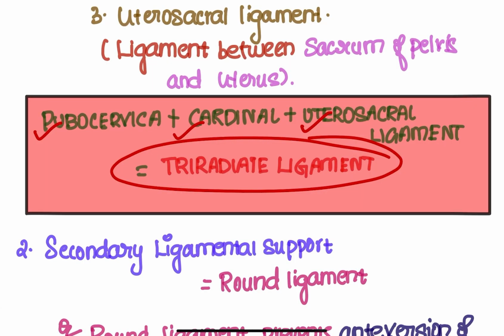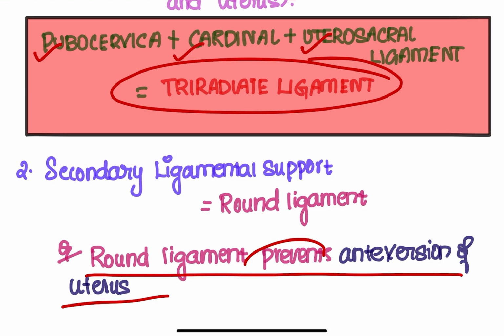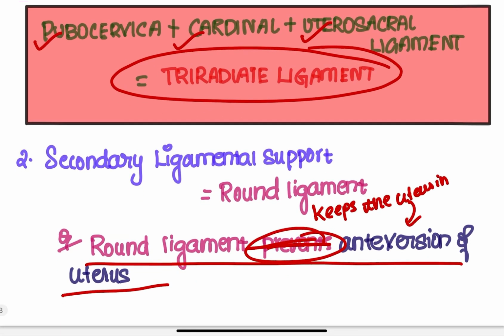Now what is the secondary ligamental support? The secondary ligamental support is the round ligament. Is that clear? Yes. And the round ligament is the structure which is maintaining the uterus in the anteverted position, right? So the secondary ligamental support is the round ligament. Round ligament keeps the uterus in the anteverted position.